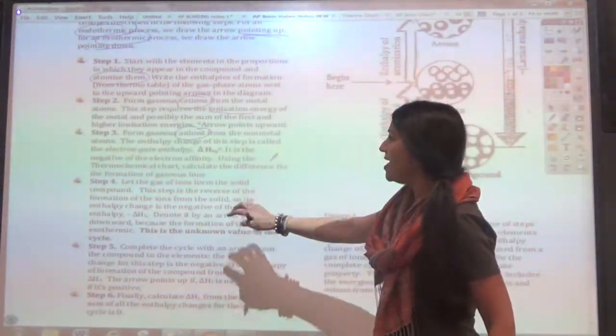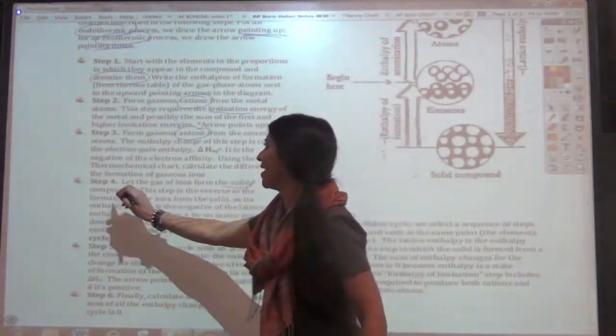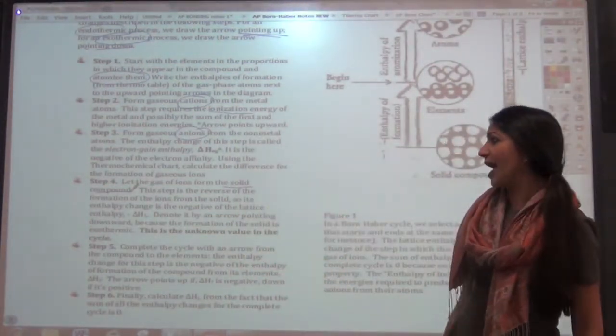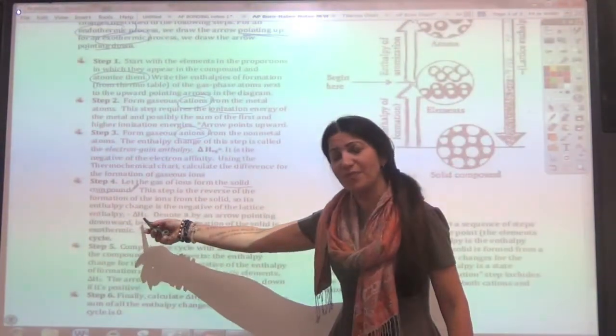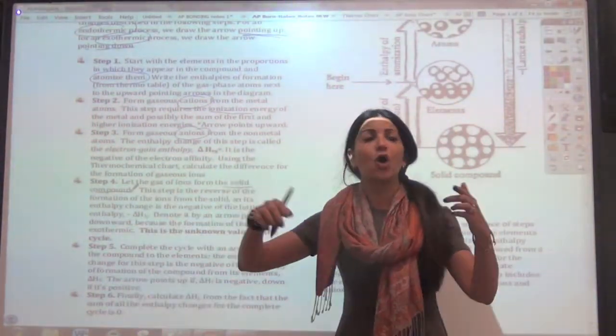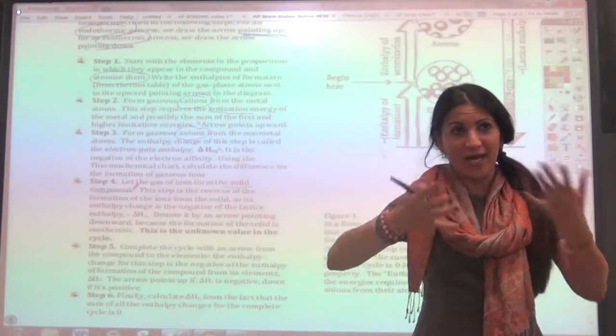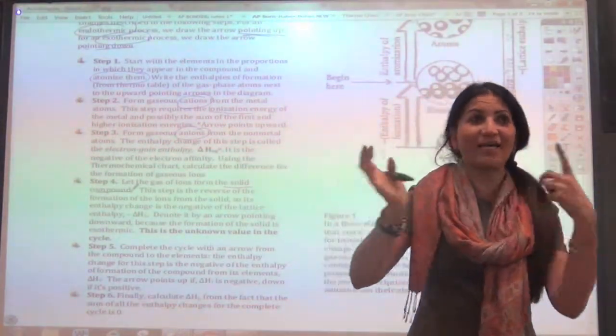And then step 4 is you let the gases form the solid. Okay, you're going to form the solid. This says it's the reverse of the enthalpy change, the negative of the lattice energy. So instead of your solid breaking up into gaseous ions, it's the gaseous ions forming the solid.